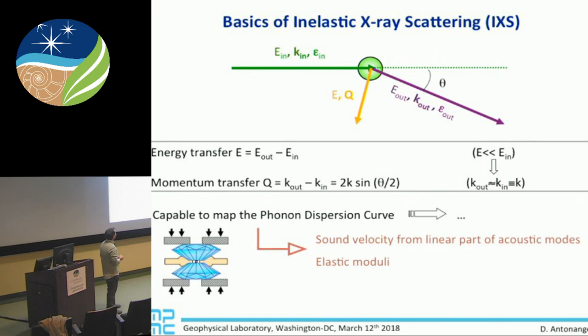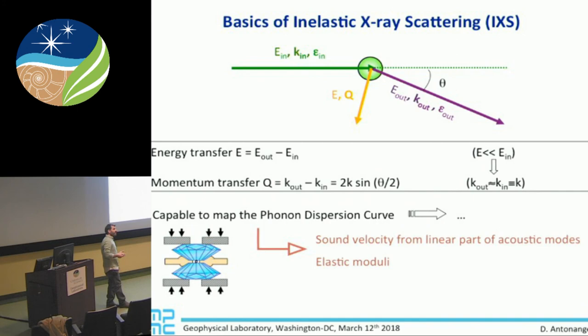So inelastic X-ray scattering is a two-photon technique, photon-in, photon-out, where a photon of well-defined energy, momentum, and polarization is inelastically scattered by the sample into a second photon of well-defined energy, momentum, and polarization. Now, given the energy and momentum conservation laws, the differences between outgoing and incoming energy and wave vectors are the energy and momentum transferred to the system. In the limit where the exchanged energy is much smaller than the incoming energy, which is the case for phonons, lattice vibrations of the order of 10 millielectron volts excited by X-ray photons of the order of 10 kilo-electron volts, the wave number is essentially unchanged, so the scattering angle directly gives the momentum transfer.